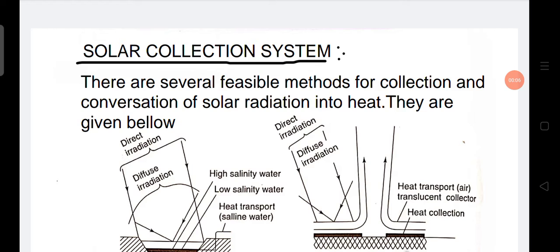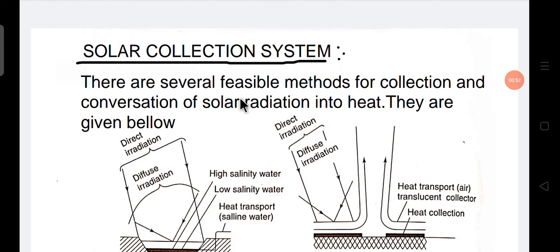Okay. In today's class, we will continue our discussion about solar thermal power plants. Our unit is the solar thermal power plant, and in the previous class we have seen that, in the engineering aspect, the solar thermal power plant has four parts, or four systems. The first one is the solar collection system. Today we will discuss the solar collection system.